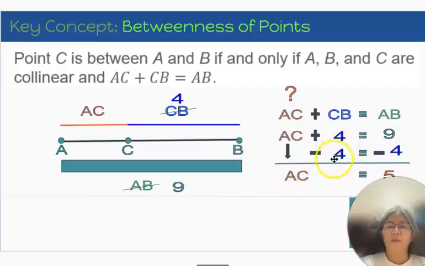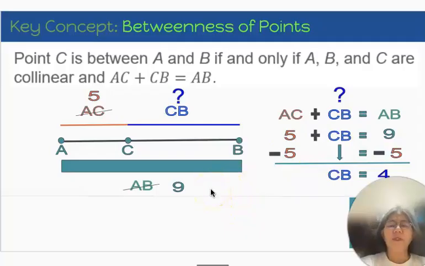So, by algebra, we have to get rid of the 4 right here. By subtracting 4 on both sides, 9 minus 4 is 5, and this one will be equal to 0. And then we bring down AC. So the length of AC is equal to 5.